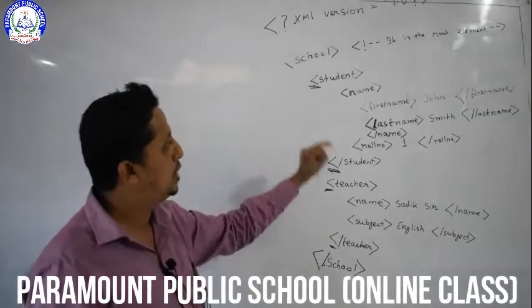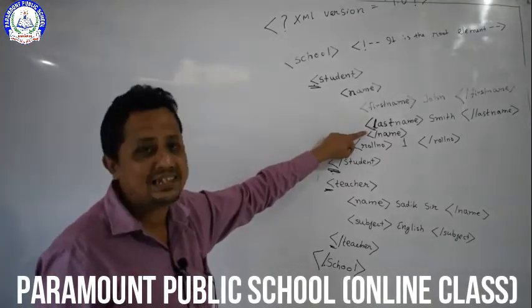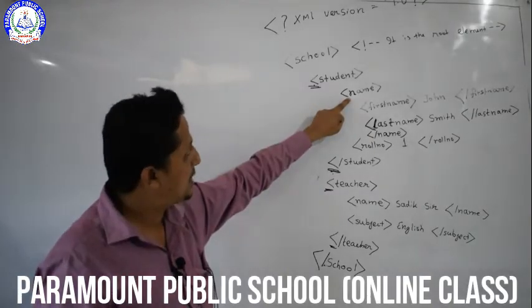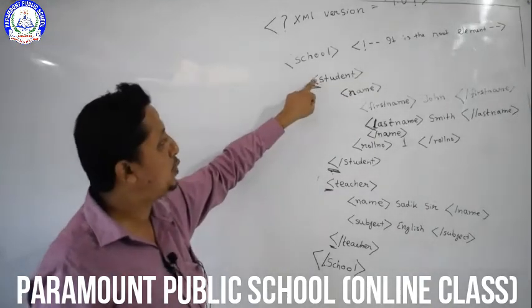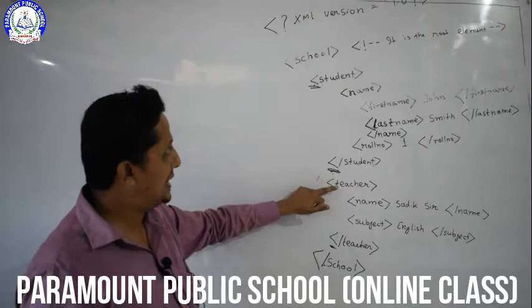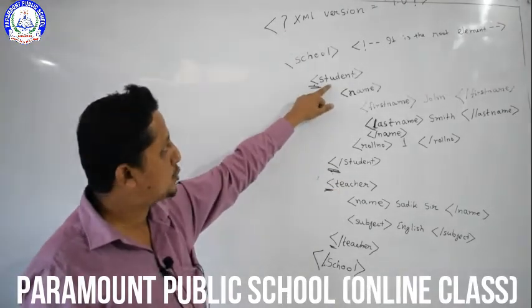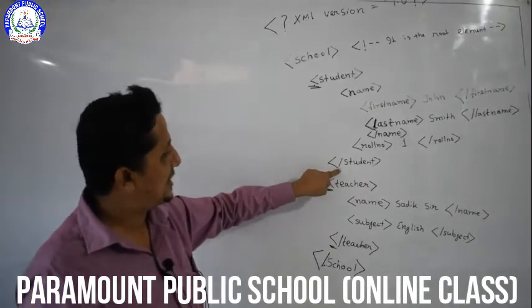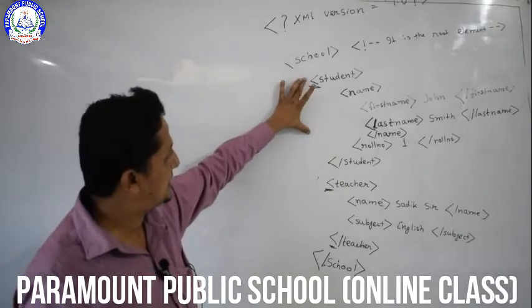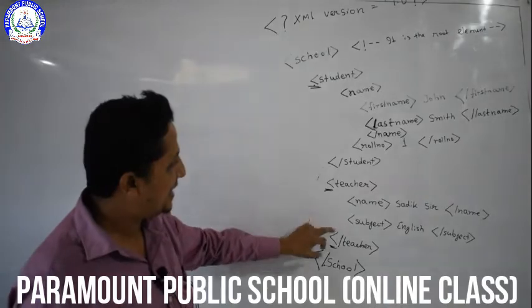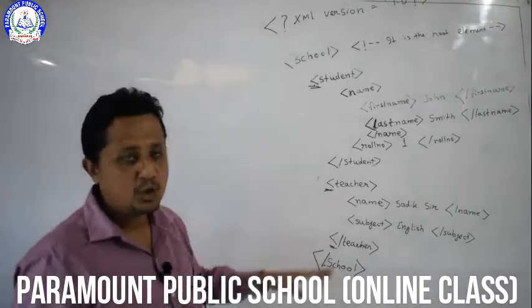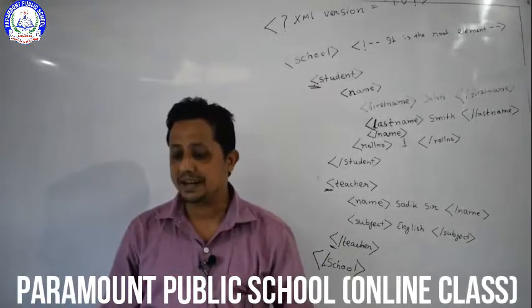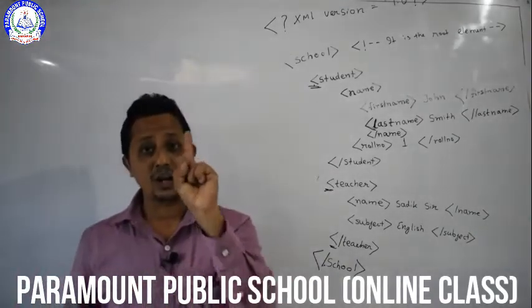Now, last name is a child of name, and name is a child of student. Now, teacher: is teacher a child of student? No, because we have already terminated student here. So this is one child, this is another child, and these two are the children of this one. So the root and the child must be nested in the proper way. This is rule number one.